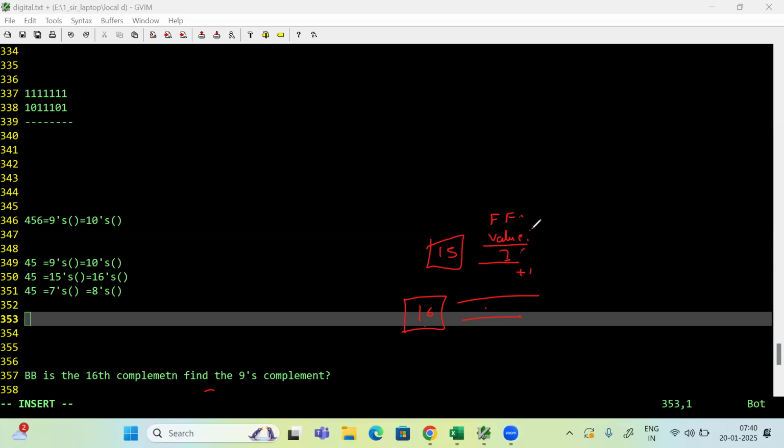If you get the value, don't you know how to get the 9th complement? How will you do the 9th complement? 999 minus value. See what? 9th complement. If I ask you the 10th complement, what do you do? The 9th complement you need to do, then plus 1. See, if the question was like BB is the 16th complement, find the 10th complement. Tell me the answer.